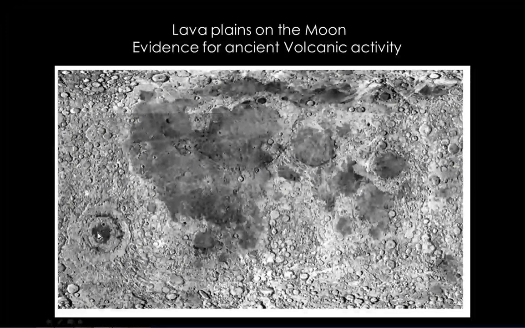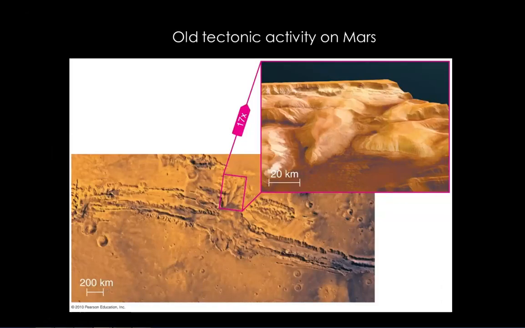This is dried lava, but it came from an impactor that punched through the core. So the old lava plains on the moon are evidence that it was at one point in the far past, billions of years ago, geologically alive.